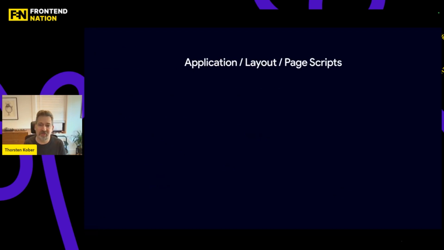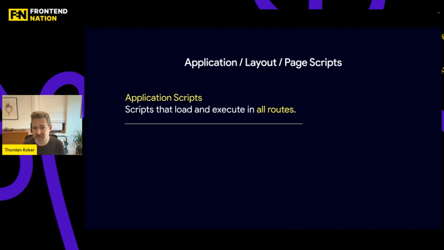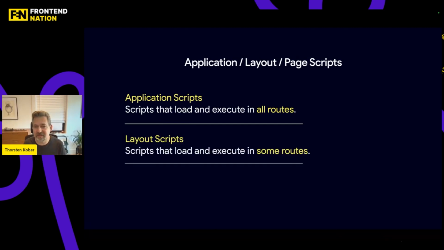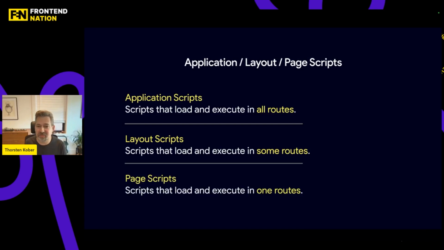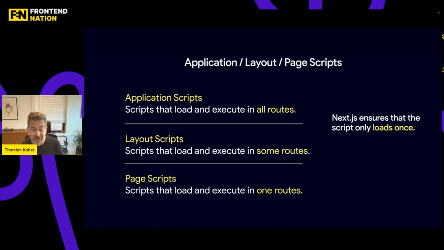There are different types of scripts, depending on where we want to execute them. There are application scripts, which are scripts that load and execute in all of the routes. Basically, as soon as you go to any page in the application, it gets executed. We have layout scripts. The layout scripts are ones that just execute for some routes or for a particular route. And of course, we have the page scripts, which load just for one single route. Scripts can get added to a Next.js application in different places depending on their needs. Wherever you add the script, though, Next.js ensures that the script only loads once.